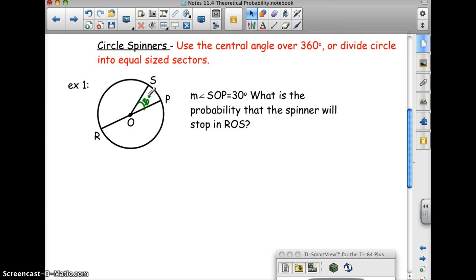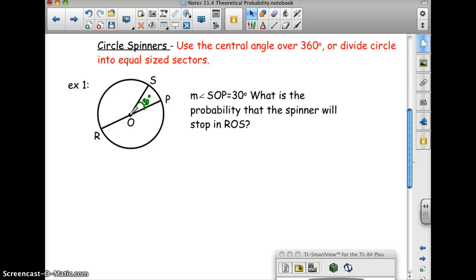The key to this is to use the central angle over 360 if it gives it to you in degrees. Or let's say it gives it to you in radians, like it says it's pi over 3 or something like that. Then you would put it over 2 pi, right? You could divide the circle into a bunch of equal size sectors. So that's kind of the elementary way to do it.